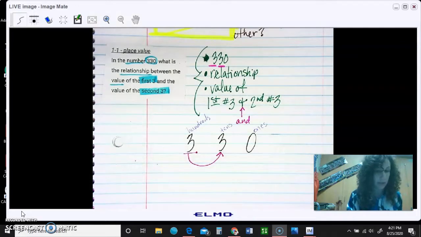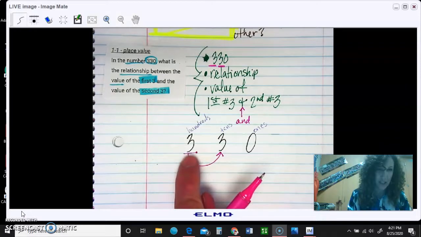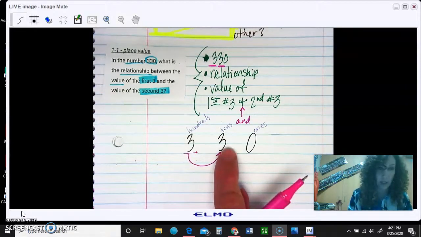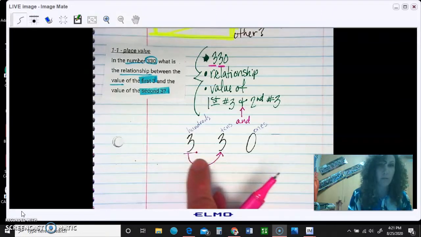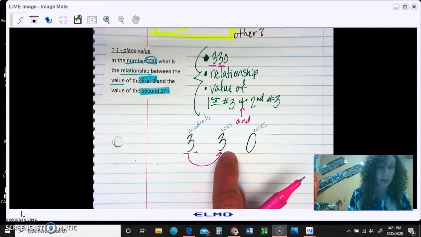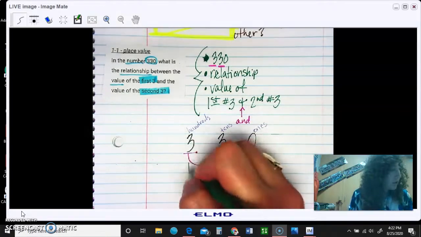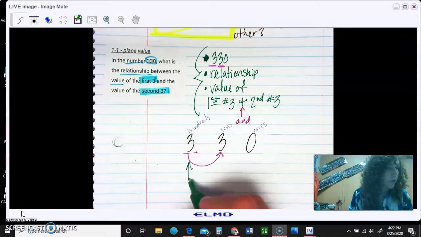Okay, so now we are looking at the first 3 here and comparing it going that way to the second 3. So when we are taking the first digit, comparing it to the value of the second digit, this one is multiplied by this one. Okay, so I showed you that trick Monday.